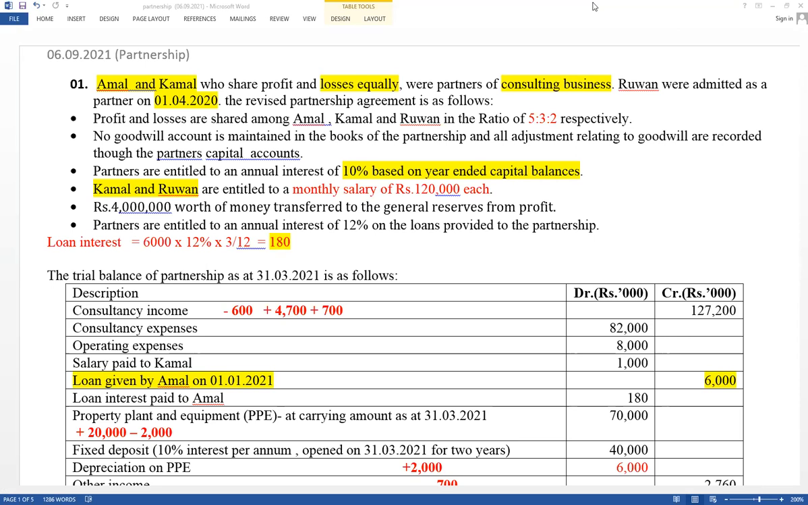Section 24 is relevant for the profit appropriation part. Interest on capital should not be paid. Salary should not be paid. Profit should be shared equally among the partners. Also, if a loan is given by the partner to the partnership, 5% interest should be calculated on that loan.